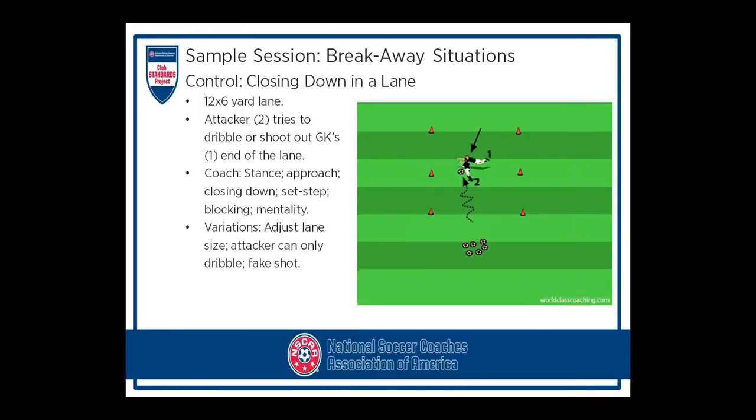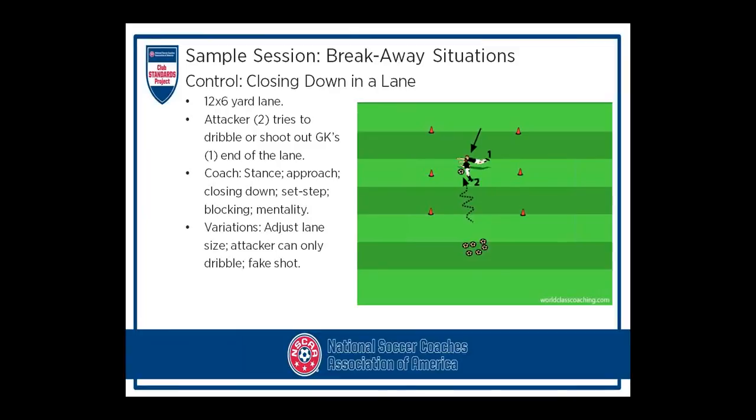Then finally we get into the nuts and bolts of dealing with breakaways. And here we've got a lane that's 6 yards wide, just a little more narrow than the goal, and 12 yards long, which stretches out to the PK mark if we were doing it in front of goal. And the idea here is that we run a gradual progression where the goalkeeper becomes increasingly comfortable taking a ball off of an attacking player. So the first few times through, the attacker, number 2 here, is instructed that they can only dribble the ball and they really take a touch and let the goalkeeper take it away.